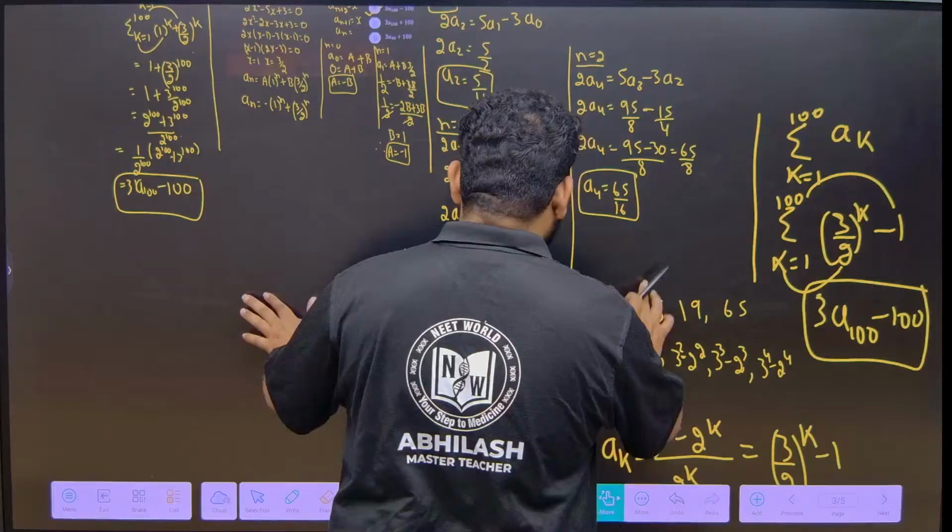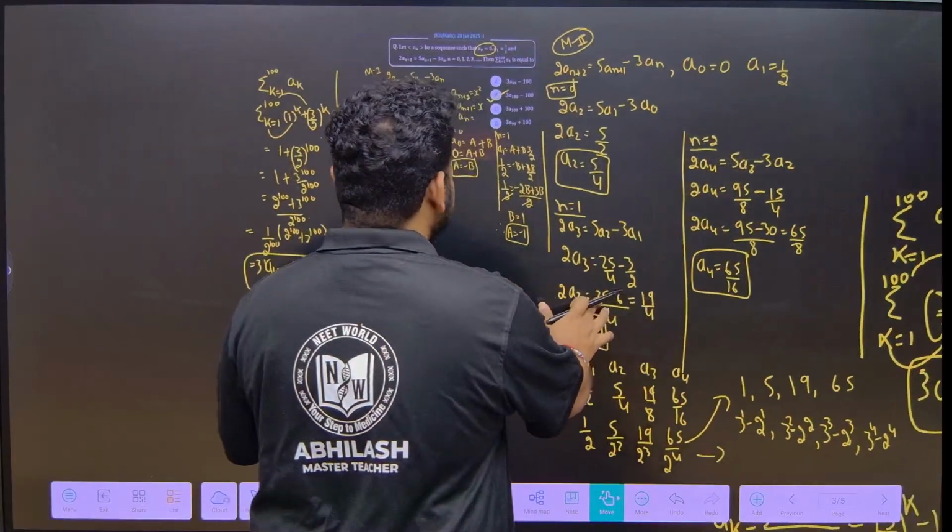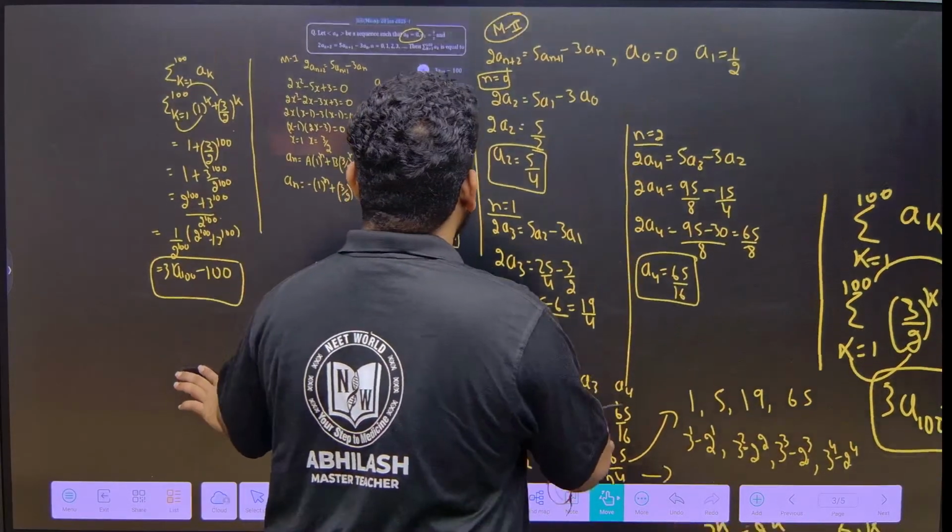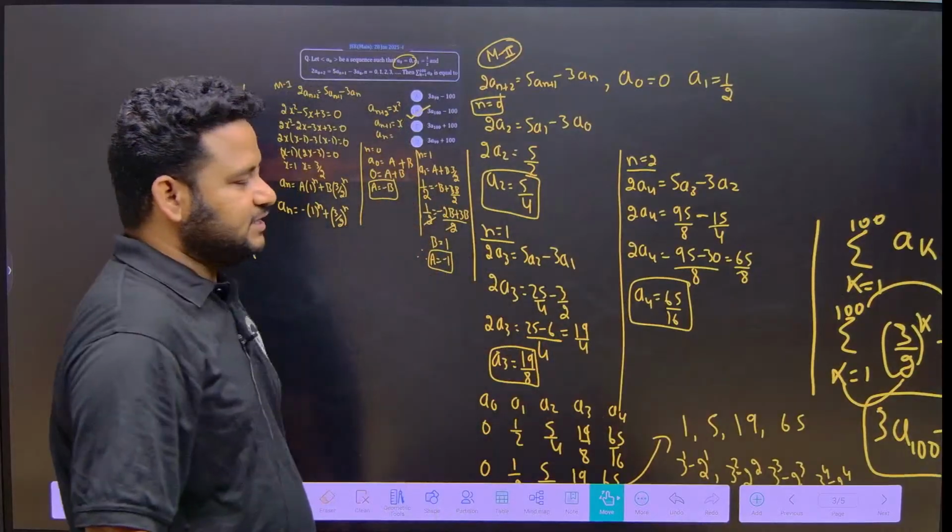So this is very simple. I have taken time so that the calculation you have to understand, that is more important. So this is the second method, that also gives us option B as the right answer.